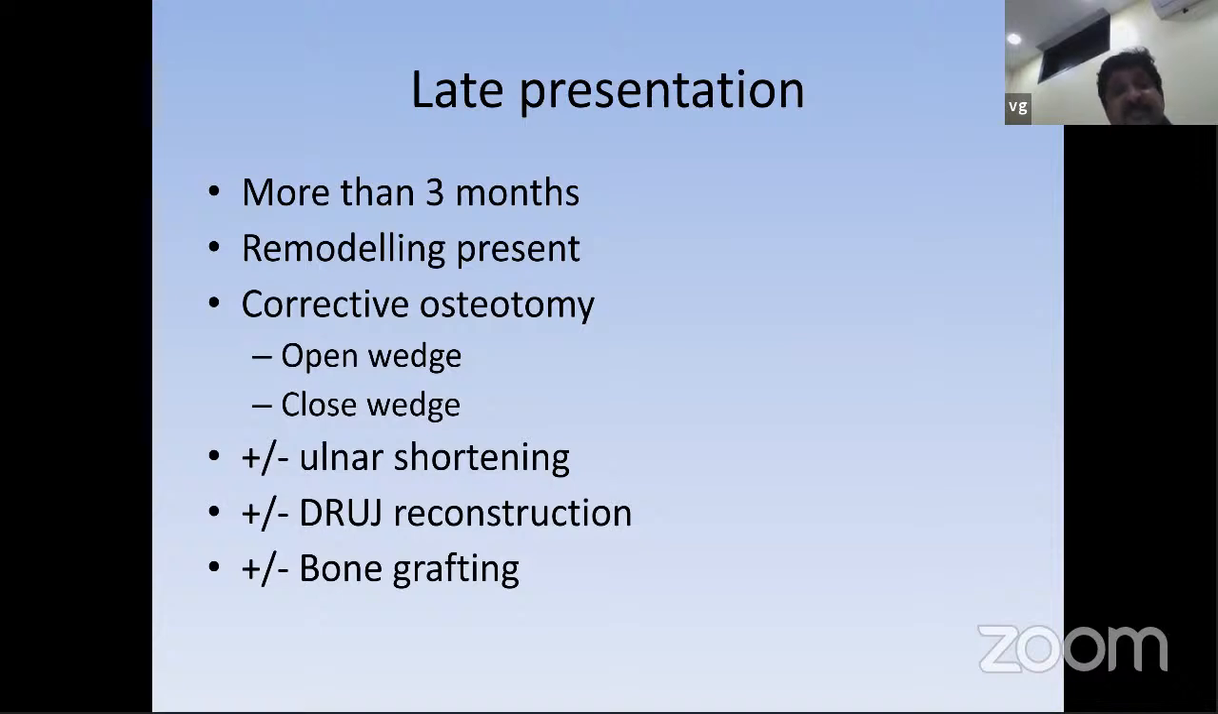In such cases, corrective osteotomy is the thing. Corrective osteotomy, we can do either open wedge or closed wedge. Along with it, we have to do ulnar shortening if required, if there's an ulnar plus deformity, and DRUJ reconstruction if the DRUJ is unstable. And if our open wedge gap is big, in such cases we must do bone grafting. We'll see the cases here.